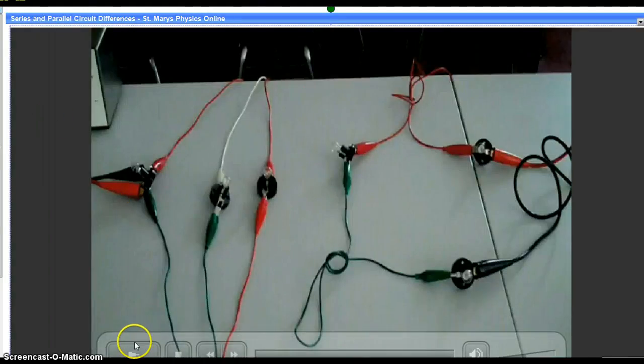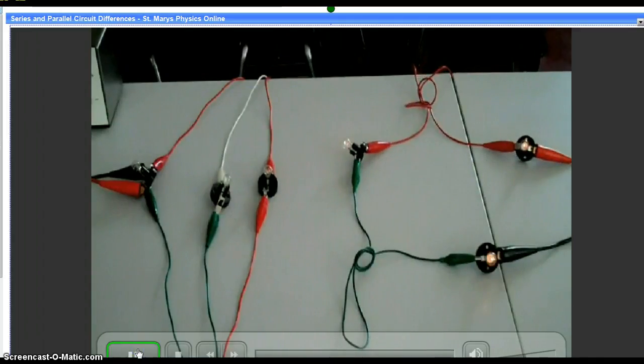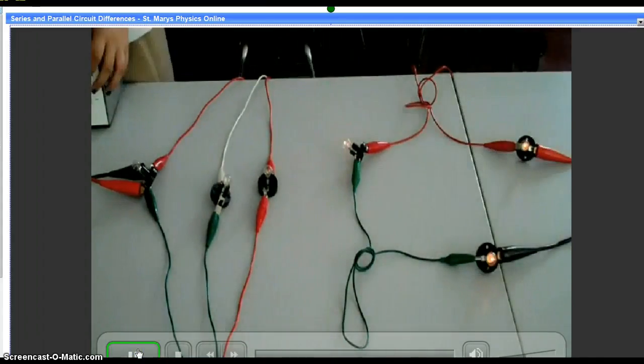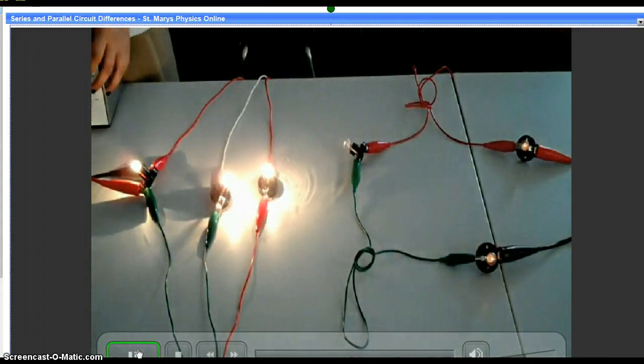Alright, so identify the circuits. Which is which? Okay, so there's that circuit just turned on. And then there's that one. Okay, notice the difference in brightness. Okay, same amount of power here. Alright, but one is brighter while the other is dimmer because in one there is only one path for the electricity to take. Okay, so when you add resistors, it decreases the electricity to everything.